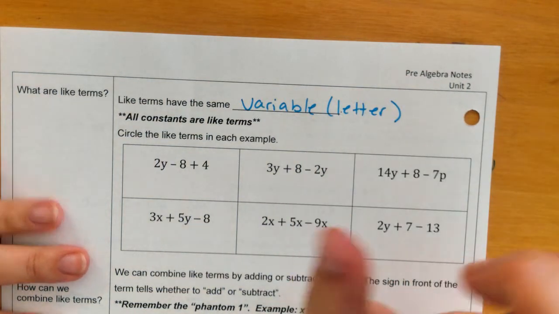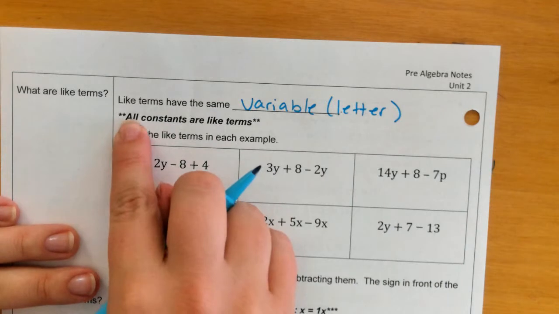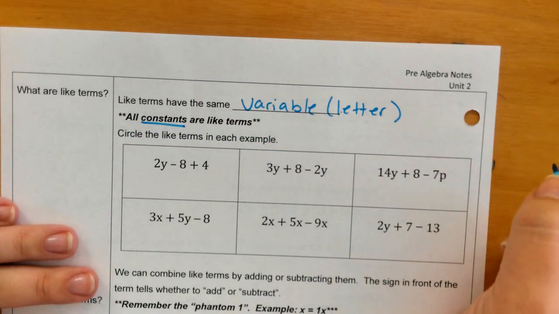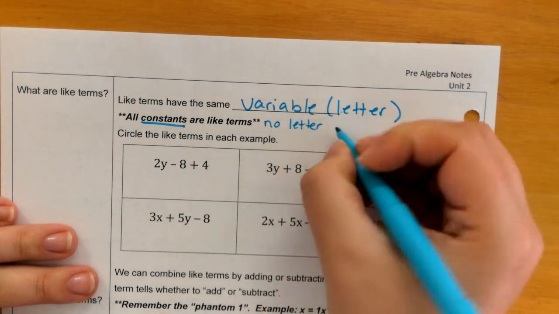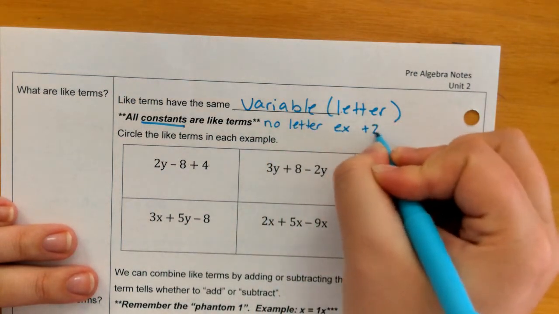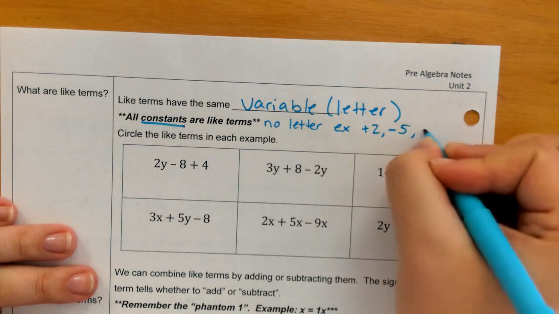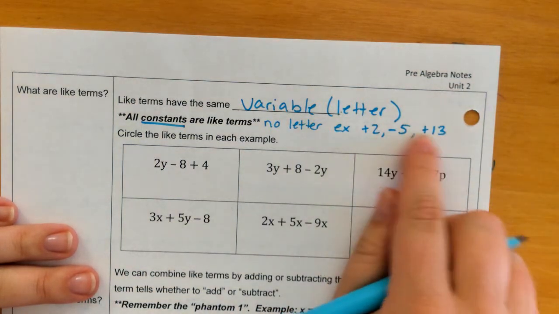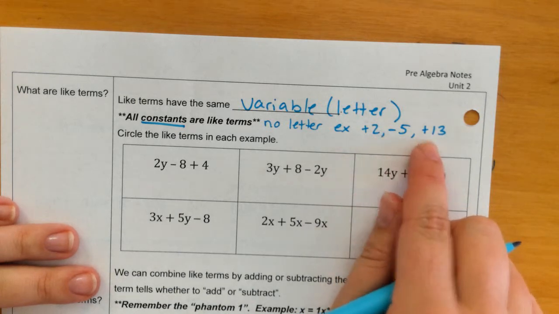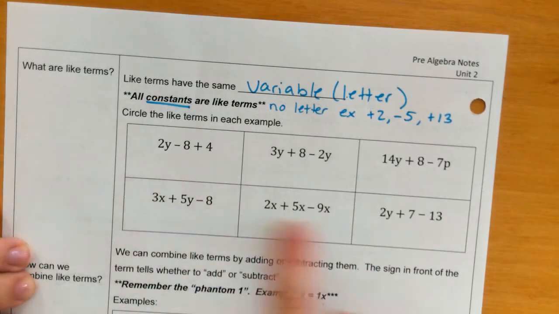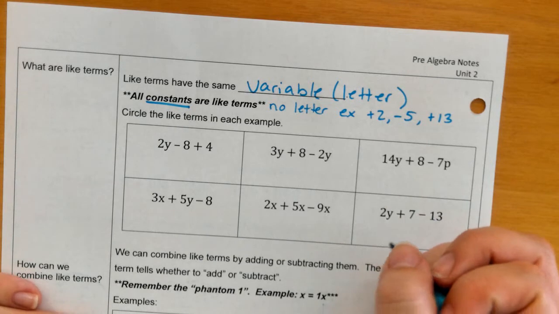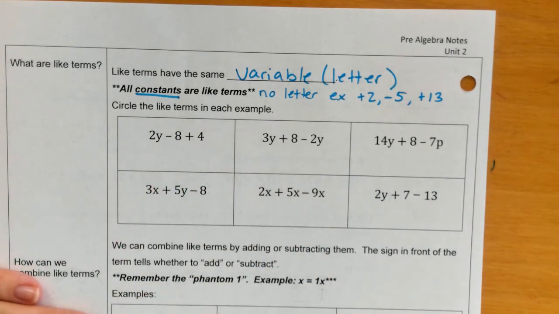The catch, or not really a catch, but something to keep in mind is that all constants are like terms. Constants are the numbers that have no letter, like +2, -5, +13. All of these would be like terms with each other because they don't have a letter. They have no letter with them. So what we're going to do here is circle the like terms. So I'll ask, and hopefully on your paper you can circle them, and then we'll see if you got it.